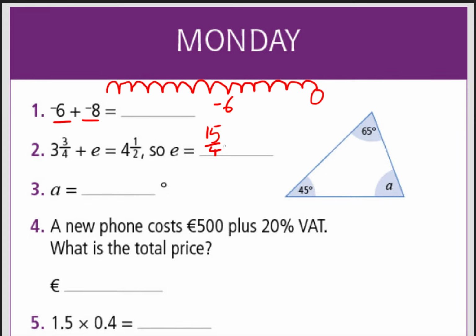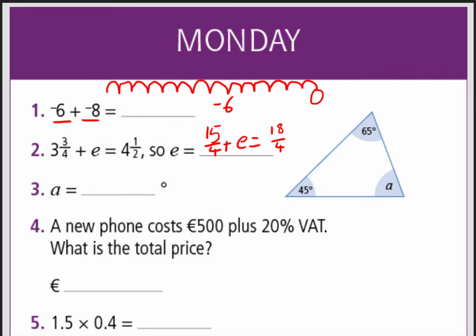So 15 over 4 plus E is equal to, and I'm going to make this one quarters, but we'll make it an improper fraction with halves first. So 2 4s is 8, and 1 is 9. So that's 9 halves, and that's equal to 18 quarters. So we have 15 quarters plus something is equal to 18 quarters. And hopefully you can see that you need to add on 3/4 to 15 quarters to get 18. So E must be 3/4.